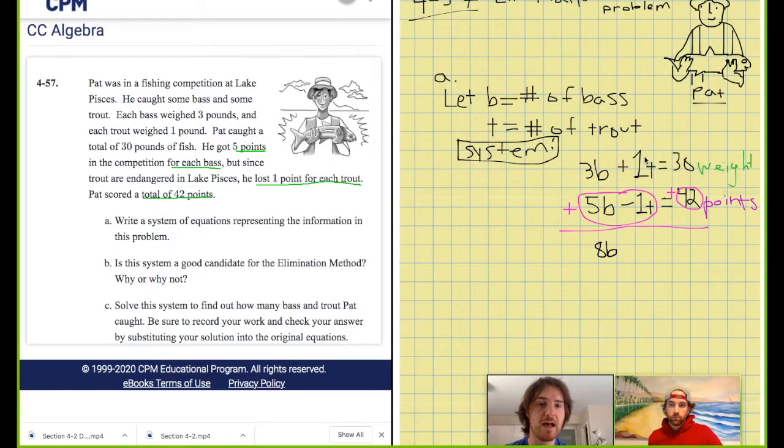So when we have the same amount of t's, but one is positive and one is negative, when we add the negative 1t to the 1t, that actually brings us to 0t. 1t minus 1t, or adding a negative 1t, equals 0. So we've eliminated one of the variables here, and we end up with this third equation, which we know is valid because of what I said earlier: 30 plus 42 is 72. So that means that 8b has got to equal 72.